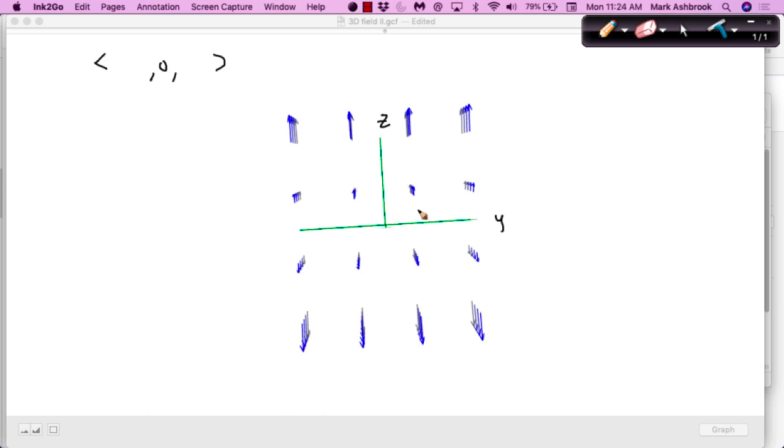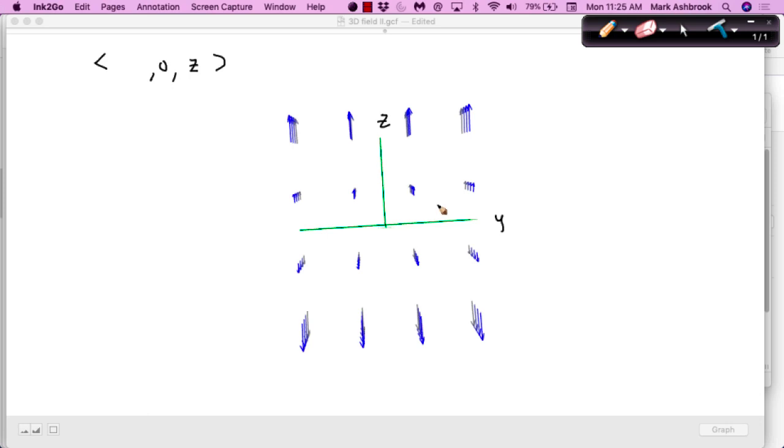Okay. So what's happening is Z components of the vectors are increasing as Z increases, right? And Z components getting more negative as Z gets more negative. So they're really just mimicking Z, right? Do you see that? So the Z components and the Z coordinates are the same.